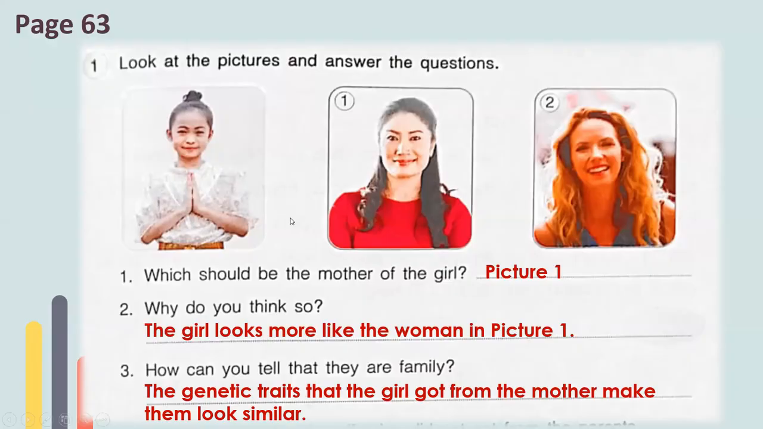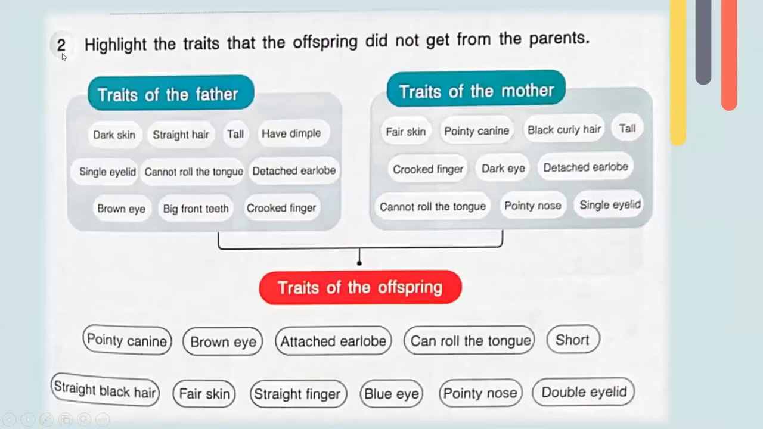Okay. So next, number two, highlight the traits that the offspring did not get from the parents. So these are the traits of the father and these are the traits of the mother. And these are the traits of the children or their offspring. Okay, first, let's read all together the traits of the father.